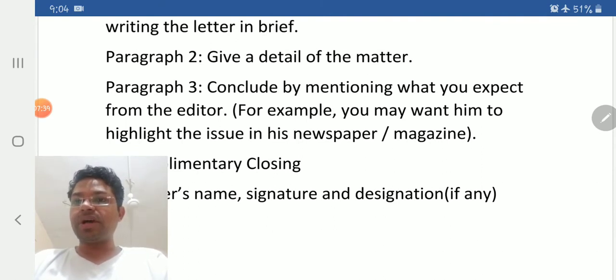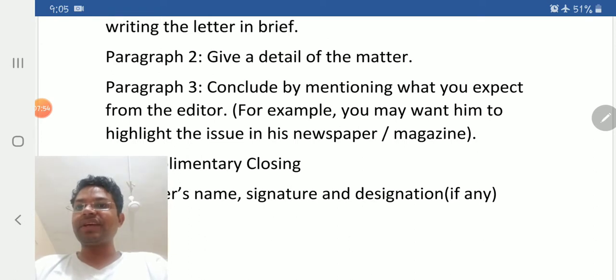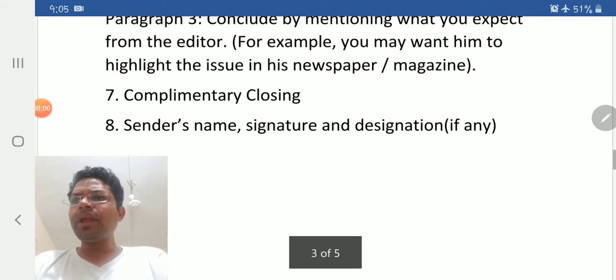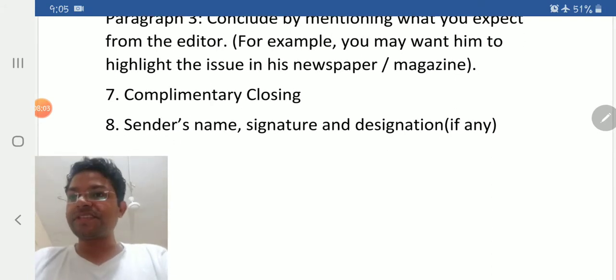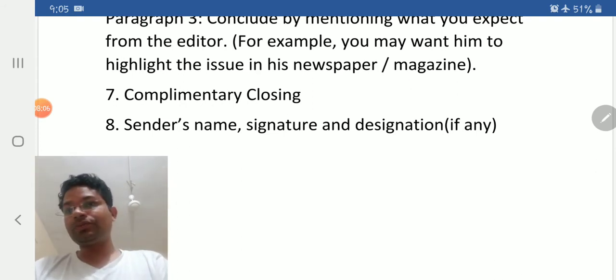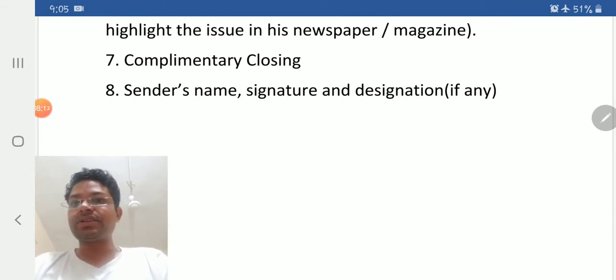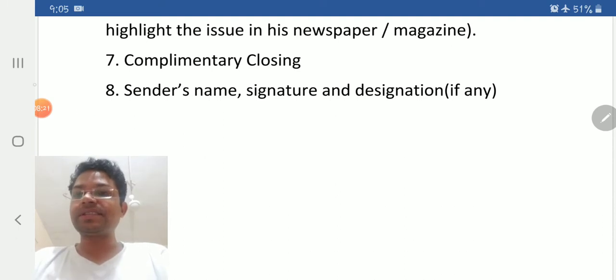Then paragraph number 3, you have to conclude by mentioning what you expect from the editor. You expect that they will publish your letter or your subject in the respective newspaper or magazine. So you mention that. For example, you may want him to highlight the issue in his newspaper or magazine. Then number 7, complimentary closing, that is "Thanking you," you can write that. Then number 8, you will write the sender's name, signature and designation. There you will write "Yours faithfully," then the name of the sender, and then signature. And then you will also write your designation if possible.